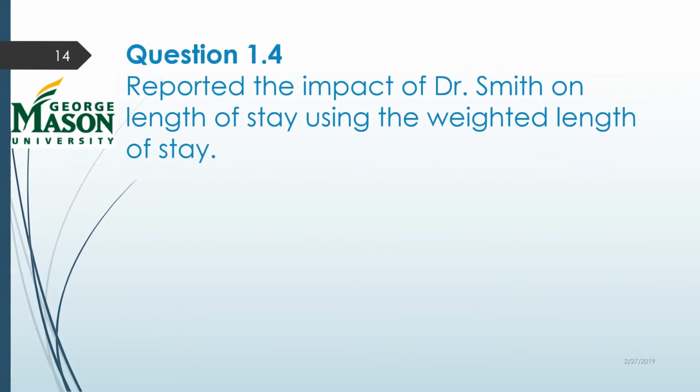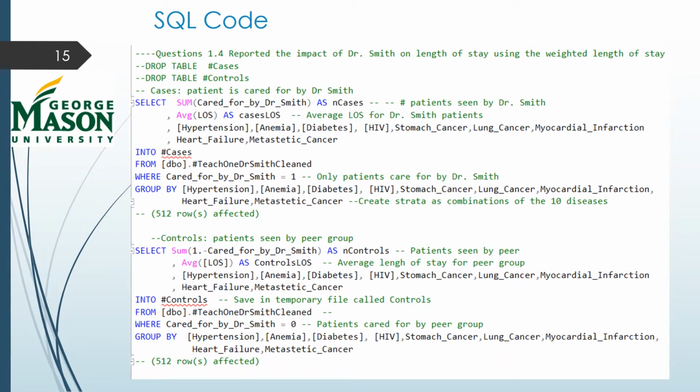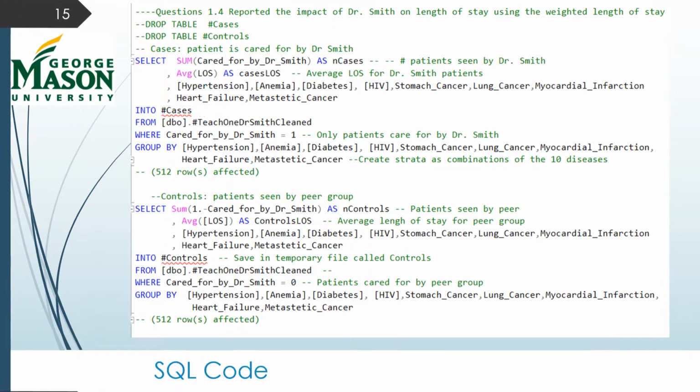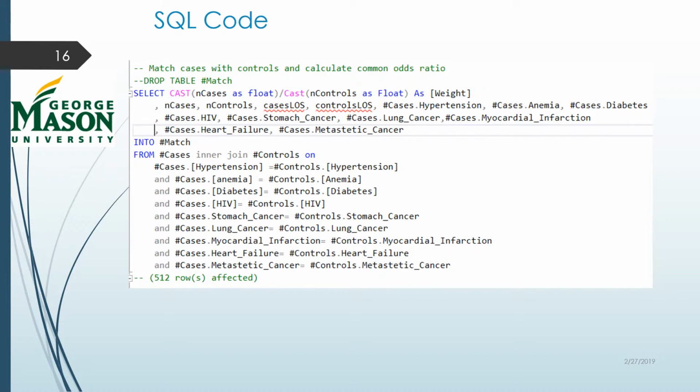Question 1.4 is to report the impact of Dr. Smith on the length of stay using the weighted length of stay. I used this code to calculate the length of stay, and in this case also I keep the data in a temp table called cases, and for his peer group I keep the data in controls. After keeping the data in cases and controls, I used an inner join from cases and controls on this variable, and this is the result I got from SQL.